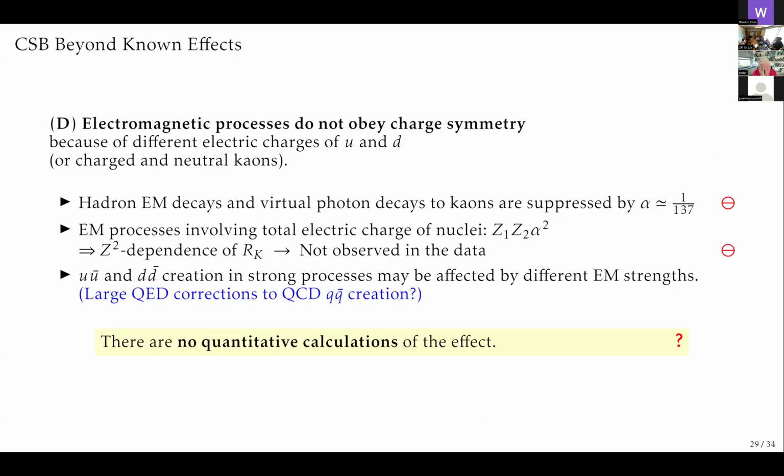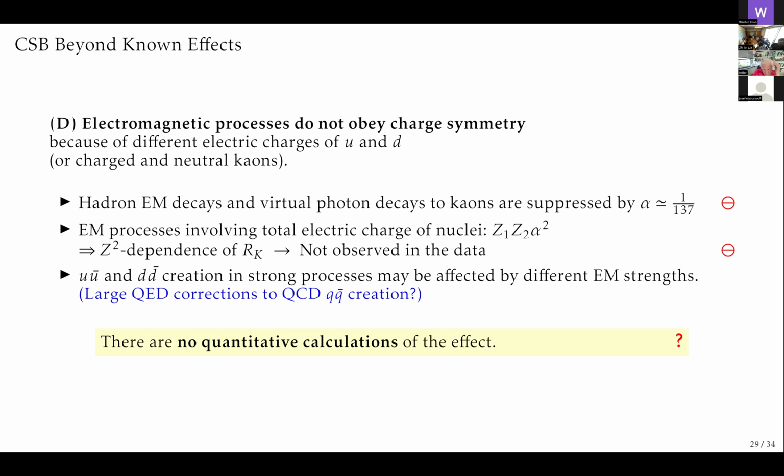And then we also go into electromagnetic processes, which also do not obey charge symmetry, obviously, because we either have charge or not. If we were talking about hadron electromagnetic decays, those are suppressed by a factor alpha. And I already mentioned that for any electromagnetic processes involving the total electric charge of the nuclei, we would expect something proportional to Z squared, also alpha squared, so heavily suppressed. Still, there might be some effect, but we haven't observed anything like that in the data.